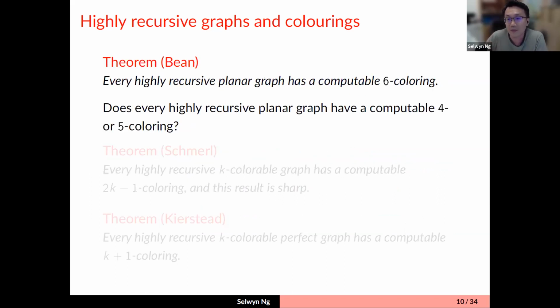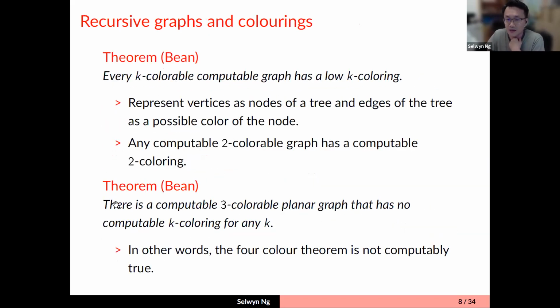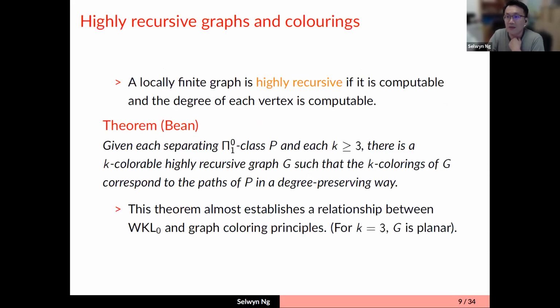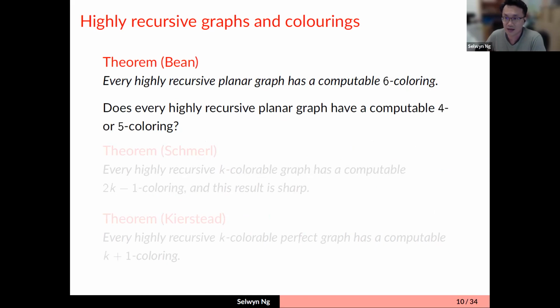Bean then showed that if you look at highly recursive planar graphs, however, in contrast with his previous theorem about having a computable planar graph with no computable k coloring, he actually showed that if the planar graph is highly recursive, then there would actually be a 6 coloring of every highly recursive planar graph. And then he asked this question, which, as far as I know, is still open, whether every highly recursive planar graph has a computable 4 or 5 coloring. This, I believe, is not known. So I'm just going to leave it out there.